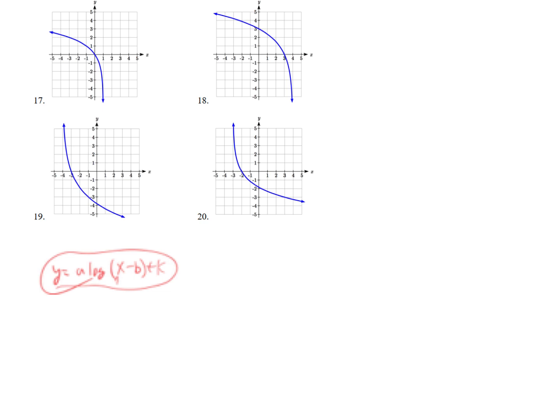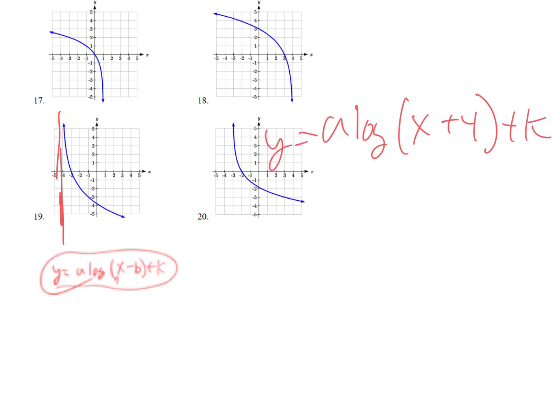If you want, you can stop this video and take it from here and then come back and see how I do it. Or if you're really lost and want me to walk you through it, you can just continue watching. So I see a vertical asymptote at -4. So a times the log of x plus 4, plus some constant k. See if there's a vertical shift up and down.